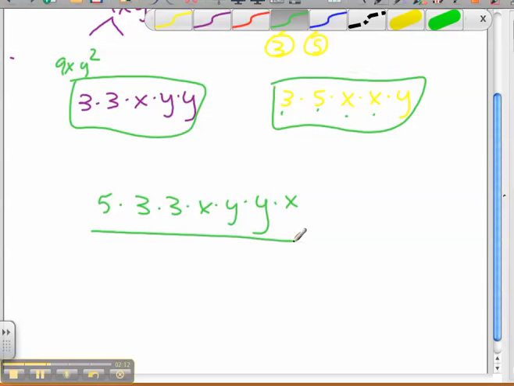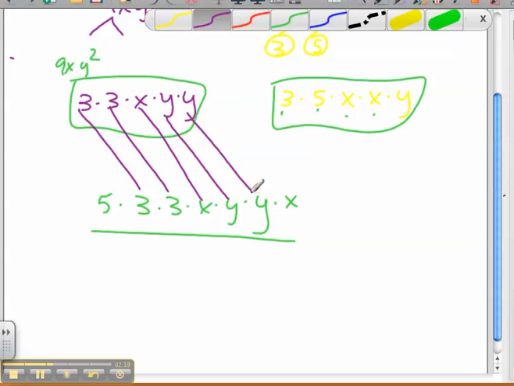Okay? So you can see here's a 3, here's a 3, here's an x, here's a y, here's a y. Then for this one, I've got a 3 already. I've got a 5 now. I've got an x, I've got an x, and I've got a y. So I can make both of those numbers from that. Does that make sense? Now we just push them back together.